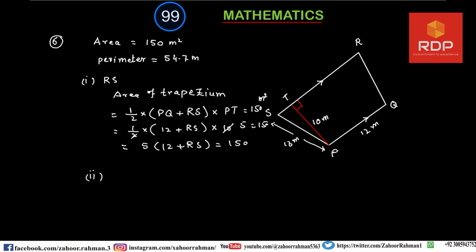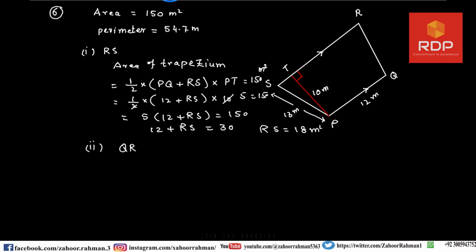So when we divide both sides by 5, we will get 12 plus RS is equal to 30, and when we subtract that 12 from the 30, we will get RS is equal to 18 meters square. In the second part they want us to find QR, so we can find QR from the perimeter.